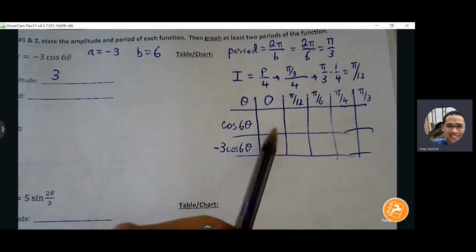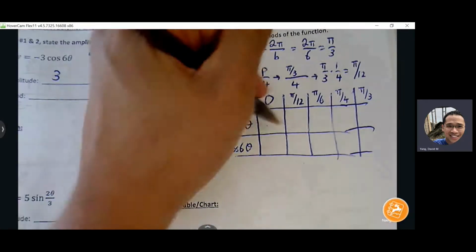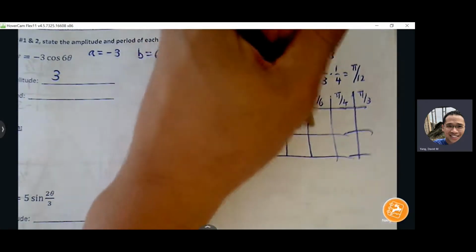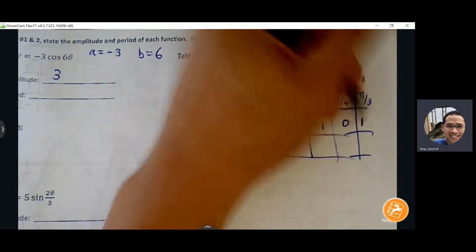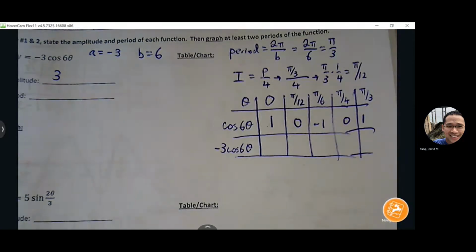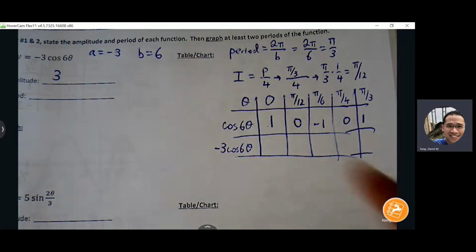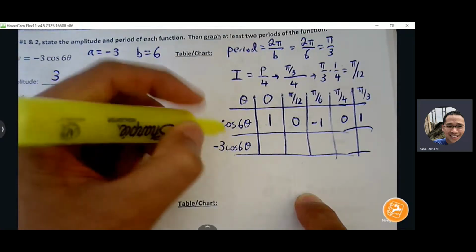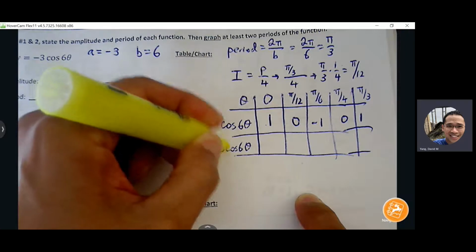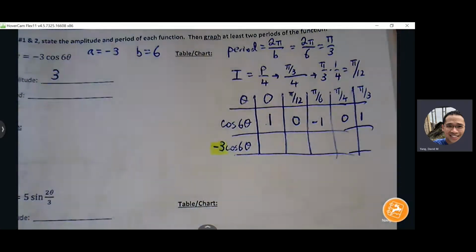Where does cosine start? The original parent graph starts at 1, and it makes its way down, and then rises back up again. Okay, but that's not the y value that we're going to be plotting, because we know that our y value is going to be impacted by our new A value. So we just take that number and multiply with all the numbers that we see in the second row.